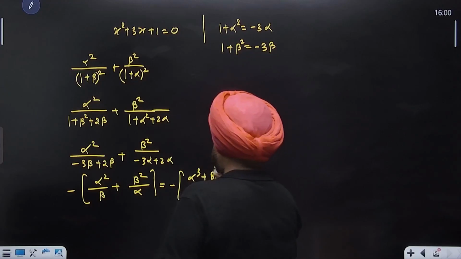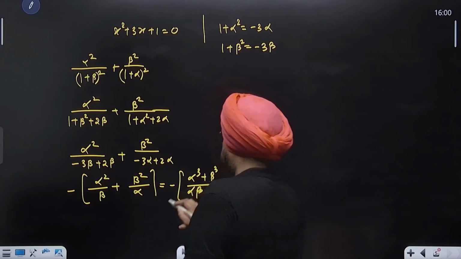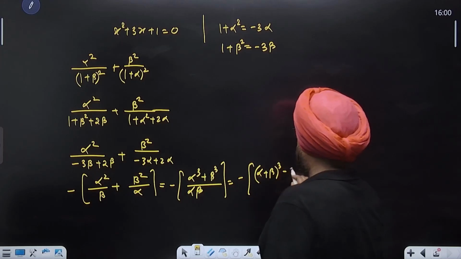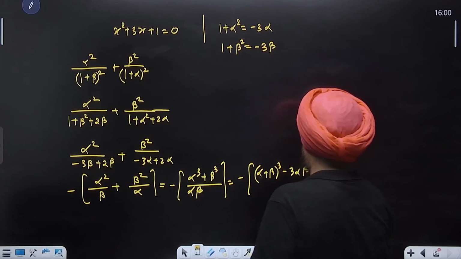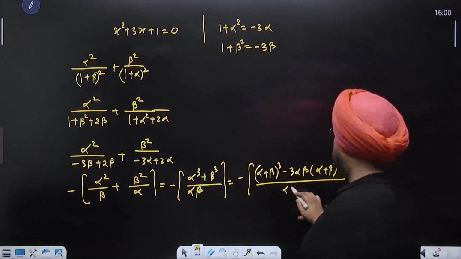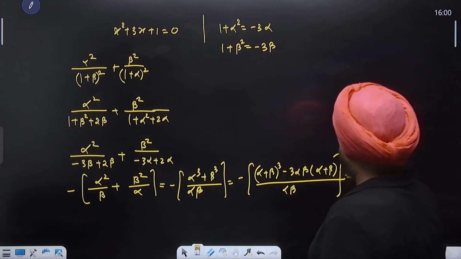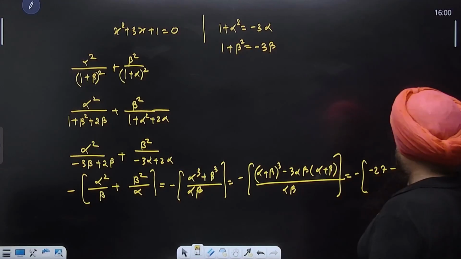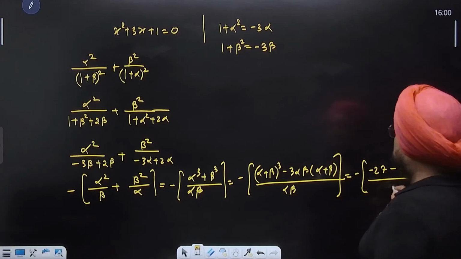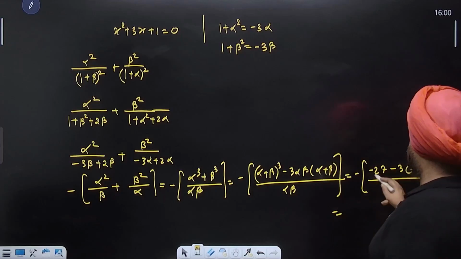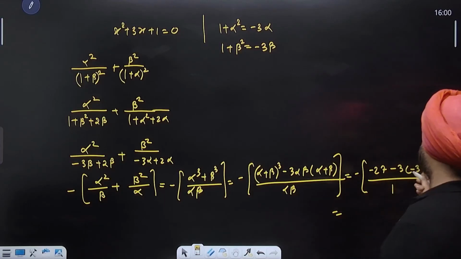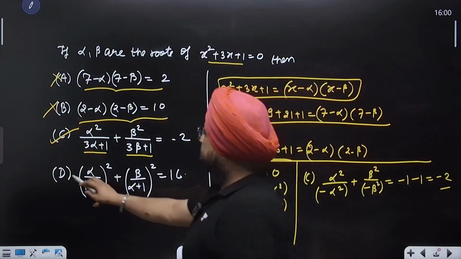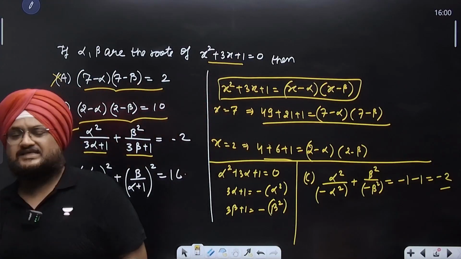Now take LCM, this expression becomes alpha cube plus beta cube upon alpha plus beta whole cube minus 3 alpha plus beta upon alpha beta. Put the values of sum of roots and product of roots, minus 3 upon 1. So this is 27 minus 9, 18 plus 18, 16. This is an incorrect option. So our correct option is option C.